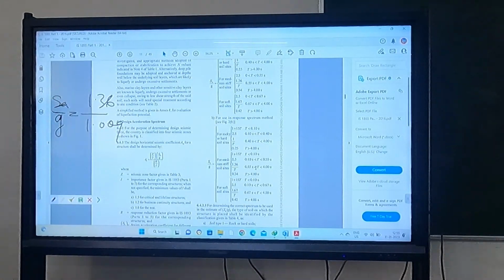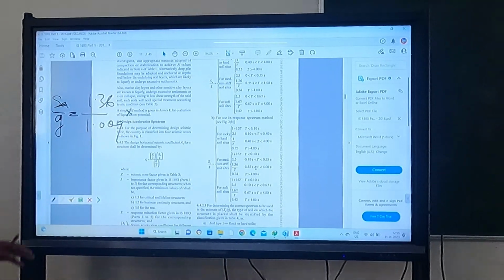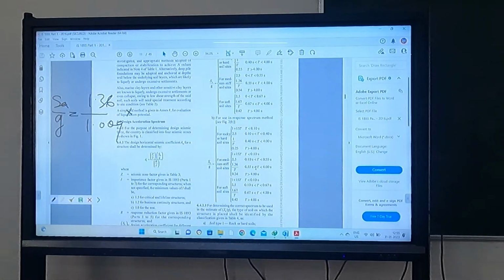So this is the equation. If you want to convert this into acceleration, you have to multiply by 9.81, right? So now calculate the base shear and tell me. This is the correct expression. I think now all of you should get the same result.